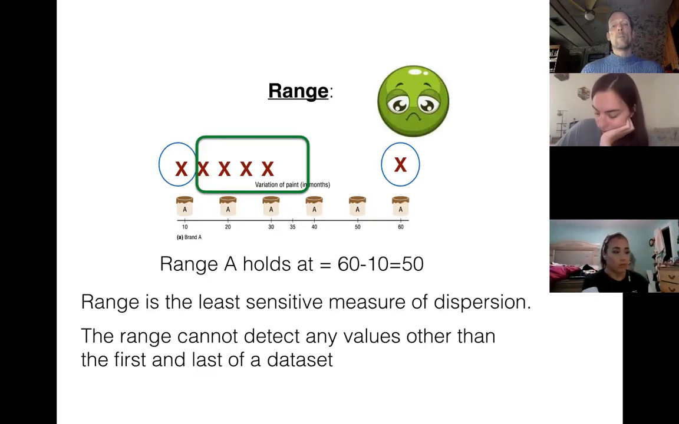And definitely remember this. This is going to be on the test. You're going to need to know that the range is the least sensitive measure of dispersion because that's why we need the variance eventually. Everybody okay so far? Any questions anybody has?